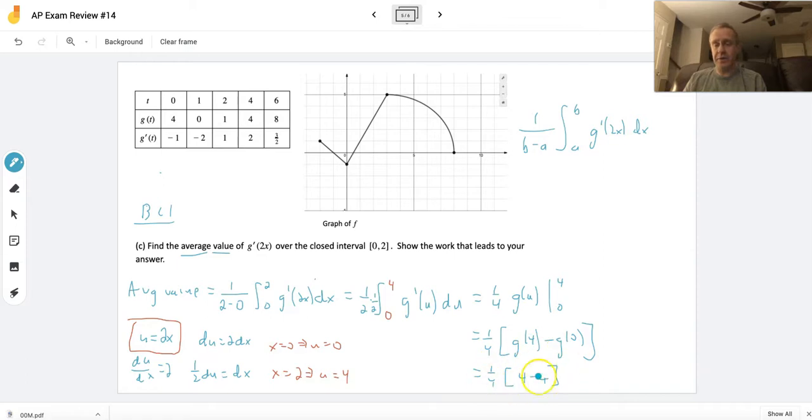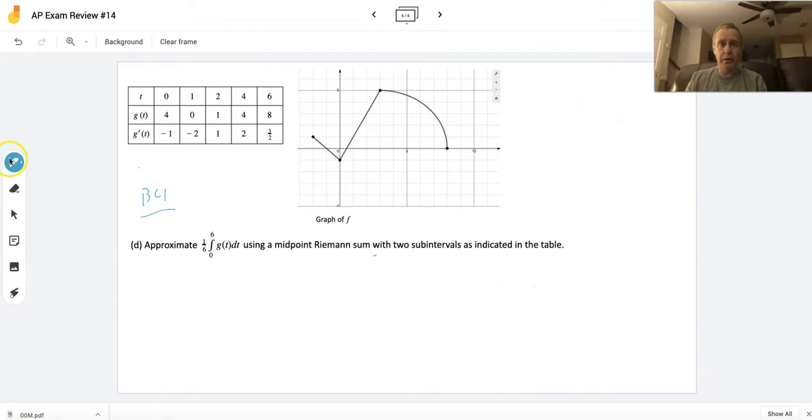And so we don't have to simplify this here, but actually this ends up equaling 0. So for the last problem for today, we're still going to be working on the same BC1 problem so that we have the same information. And what I'd like to go over with you guys is your midpoint Riemann sums.